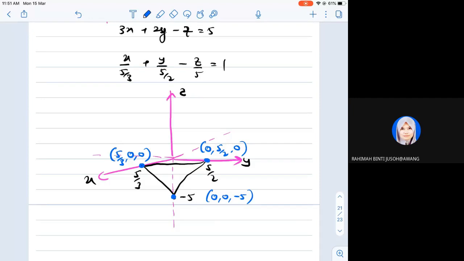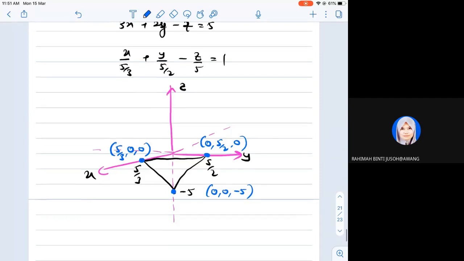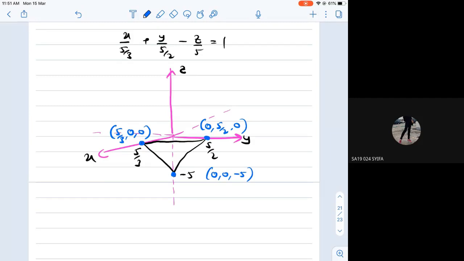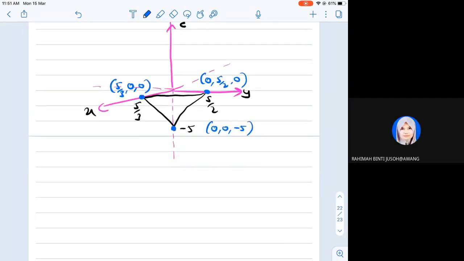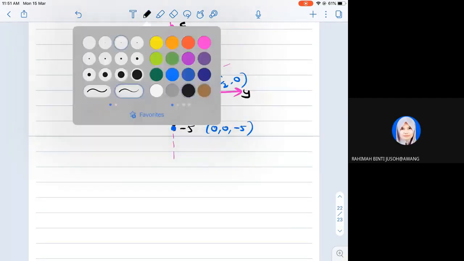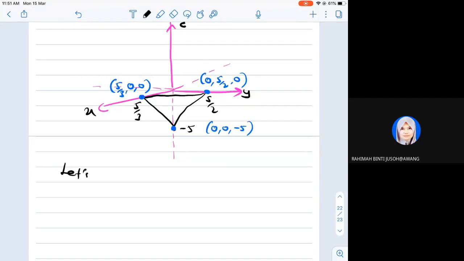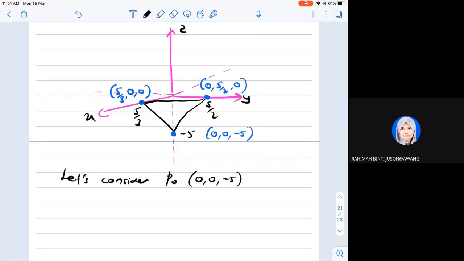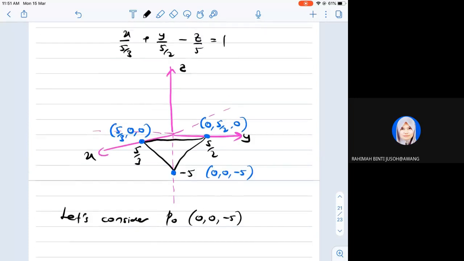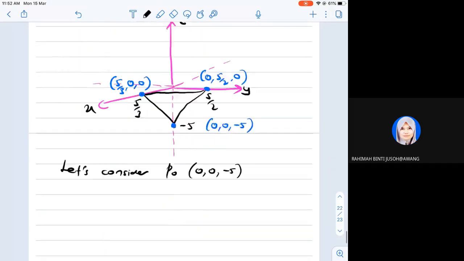So you nak ambil yang mana? Which one you nak choose? 0, 0, negative 5. Okay, let's consider P0 as 0, 0, negative 5. Tak ada masalah, you boleh ambil which one yang you nak. Jawapan dia akan sama, don't worry. Okay, now P0 dah settle.